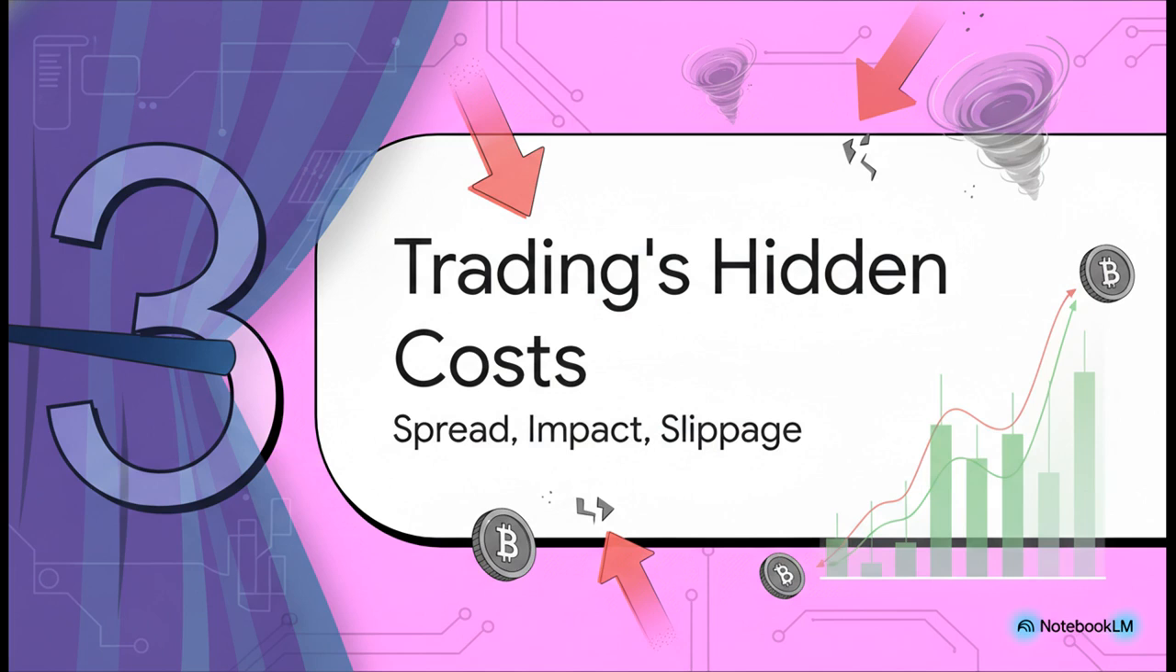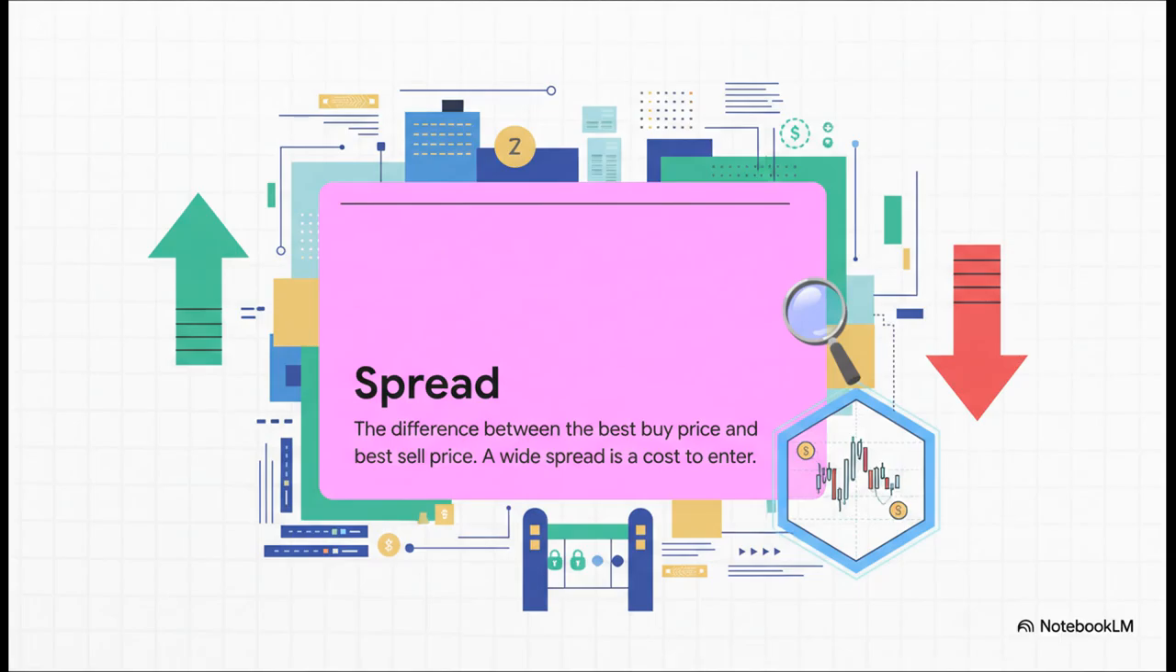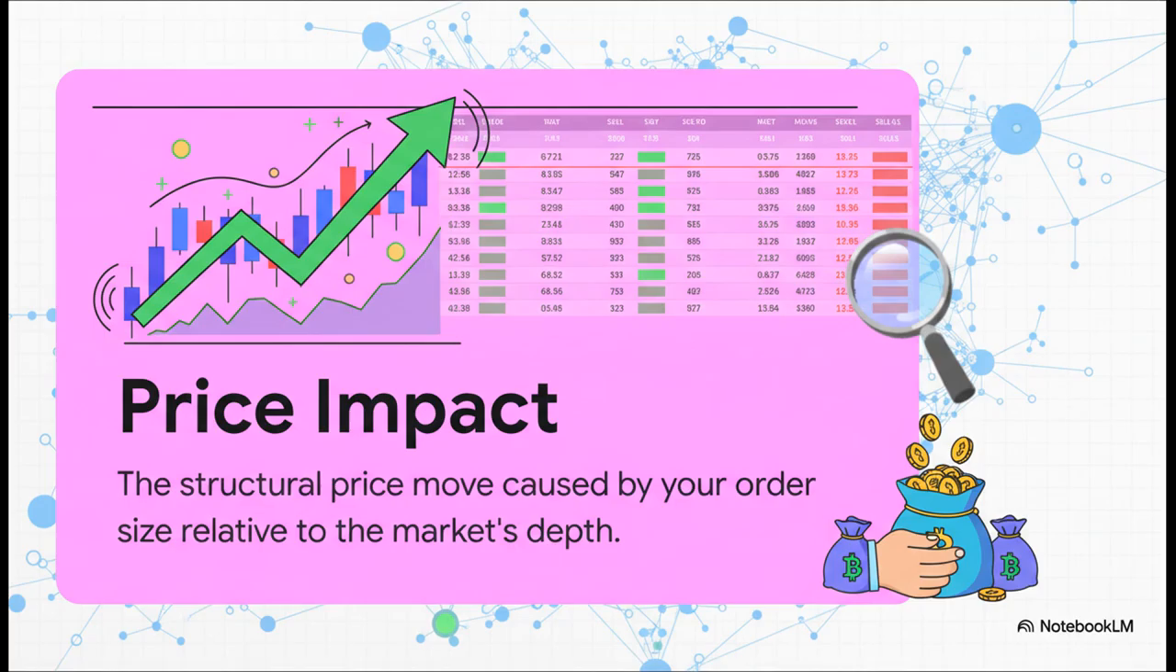Let's pull back the curtain and look at the invisible costs that can just chew up your profits if you're not careful. First up, the spread. You've heard this a million times. All it is, is the tiny gap between what buyers are willing to pay and what sellers are asking for. The second you hit that market order, you cross that spread. Just think of it like a mandatory toll you have to pay to get on the trading highway. Okay, next stop is price impact. This is the effect your own order has on the price. Imagine a giant cannonball landing in a tiny puddle. It's going to make a huge splash, right? That's your big order in a market without a lot of other orders. You literally create your own bad price by moving the market against yourself.